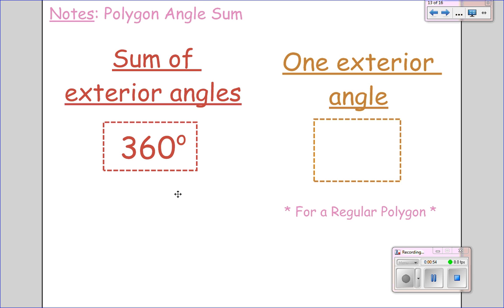So let's say it's a regular polygon, so all the sides and all the angles are congruent to each other. In this case, if I want to know one of the exterior angles, then I do the sum, which is 360, divided by the number of sides, because all the angles will be the same, inside and outside. And this only works, of course, for a regular polygon.